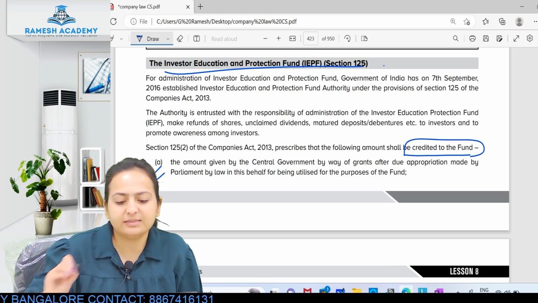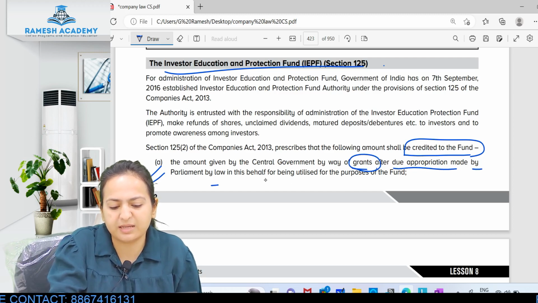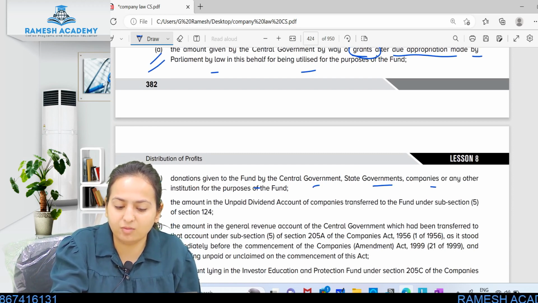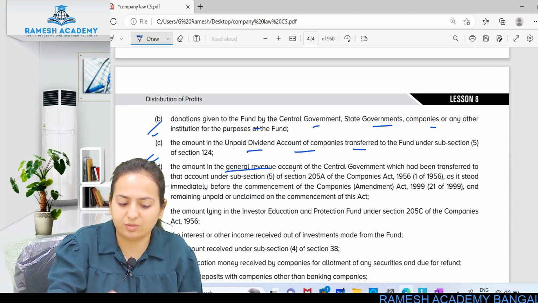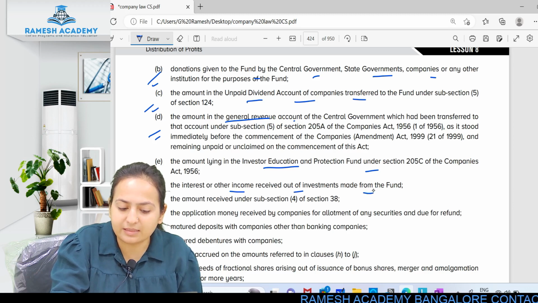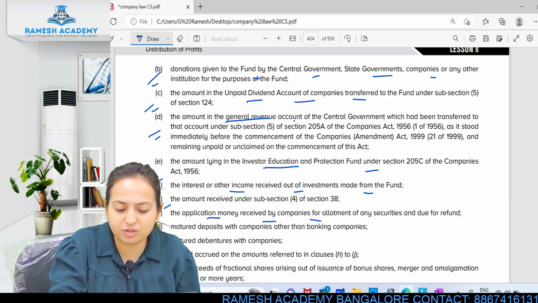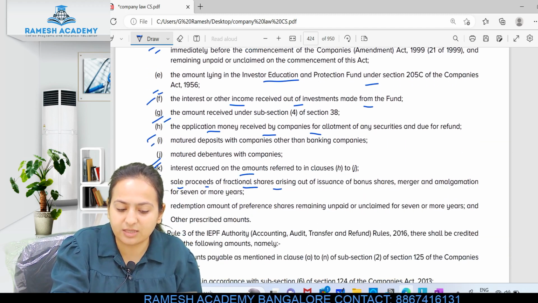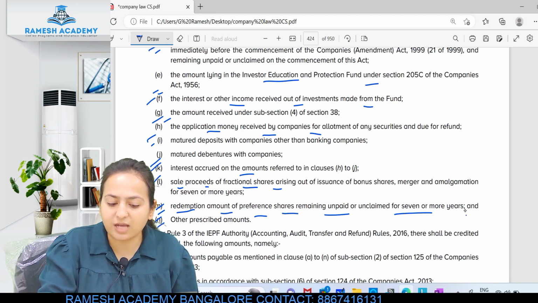Amount which is given by the CG by way of grants after due appropriation made by the Parliament. Donations of fund by the CG or SG. Amount in unpaid dividend account. Amount in general revenue account. Amount lying in IEPF, interest or other income. Amount received by application money. Mature deposits, matured debentures or interest incurred. Sales proceeds of fractional shares, redemption amount of preference shares and other amounts which have been there.